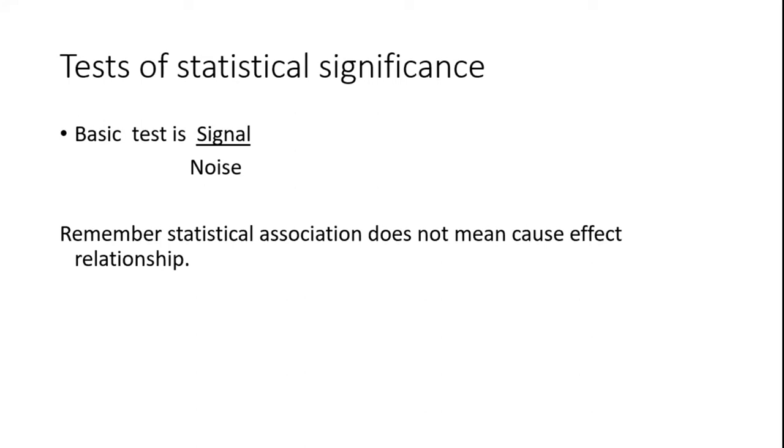identify that song. Similarly, if you are comparing two drugs and the two drugs are producing a marked difference, let's say that one reduces blood pressure by 20 millimeters and the other reduces just by 2, then your signal is very strong. But let us say one reduces by 20 millimeters and the other reduces by 19. Now your signal is very weak. Next is noise. Noise is standard deviation or standard error. Some people will improve, some people will not improve so much, some people may not improve at all. So the basic test is signal upon noise. And remember, statistical association does not mean cause and effect relationship.